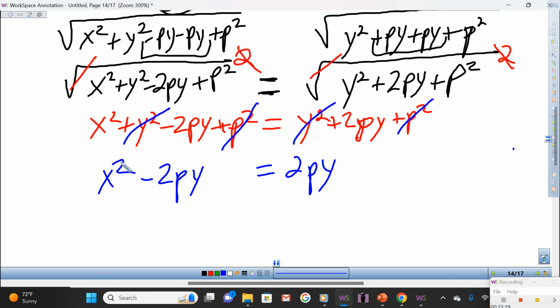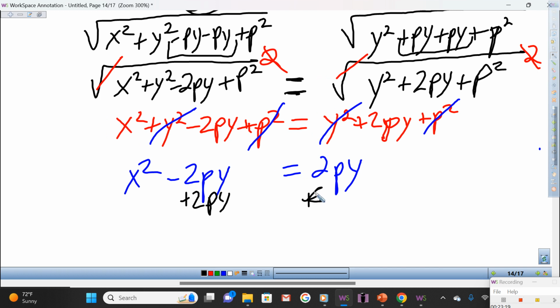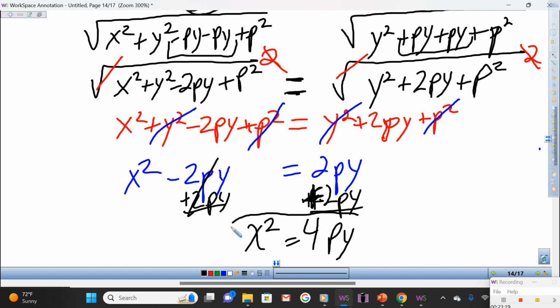And in order to solve for x squared, leaving x squared by itself, because we need a quadratic equation, what do I need to do here? Everyone. Add 2py. Add 2py. Whoop, sorry. Add. So that leaves us with x squared equals 4py. Box that one. This is our equation that we're going to use for our parabola.